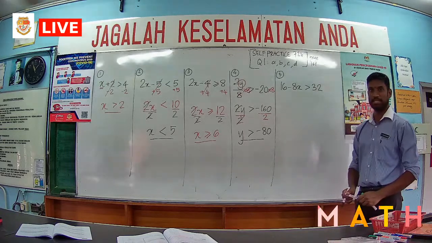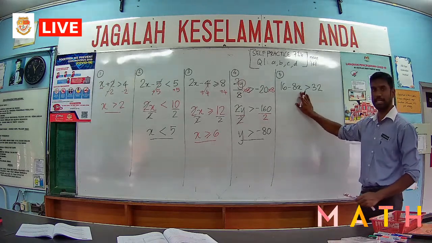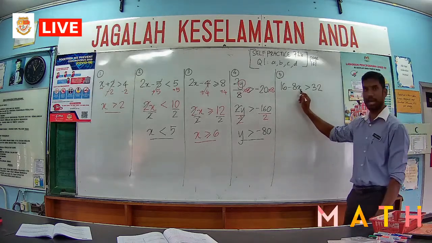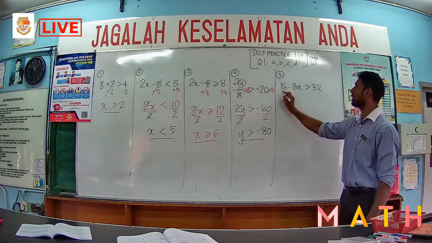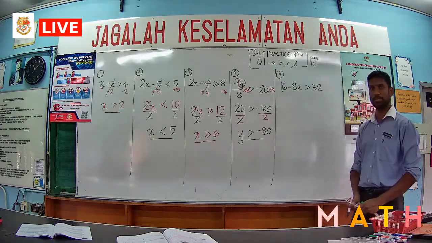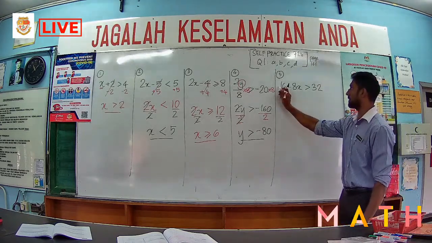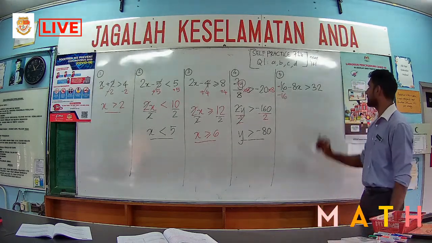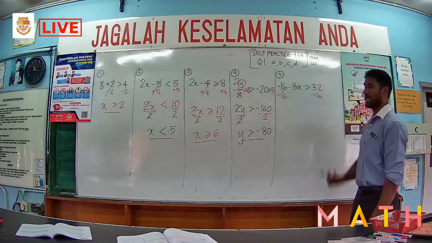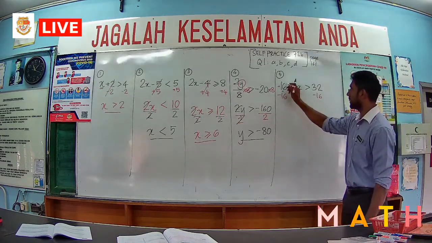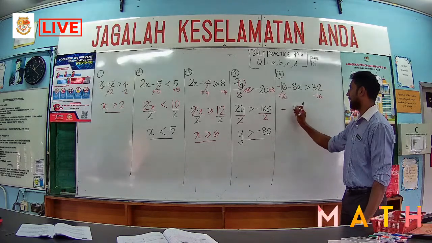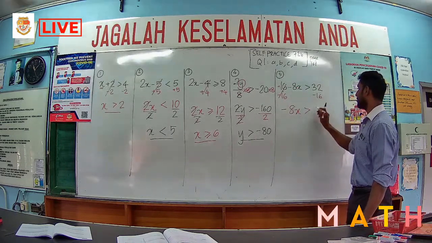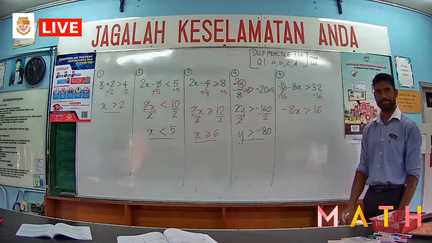Okay, question number 5. This is the type of question where you have a negative unknown. First of all, the number we need to eliminate is positive 16, so we have to give the opposite, which is minus. Here we are going to minus 16 as well, so these numbers will eliminate. You will have negative 8x more than 32 minus 16, which is 16.